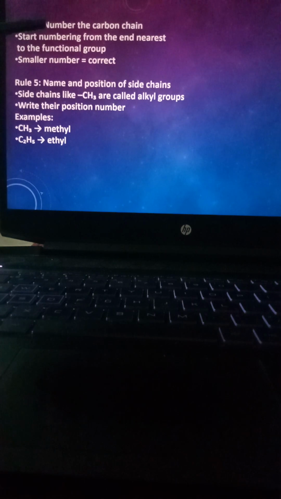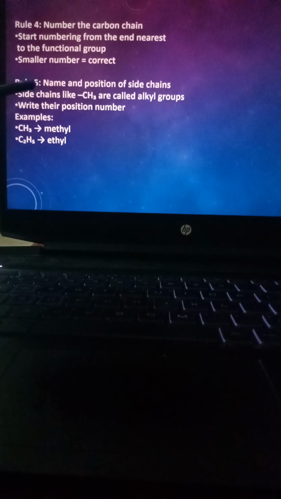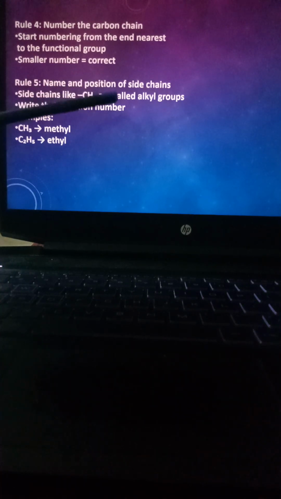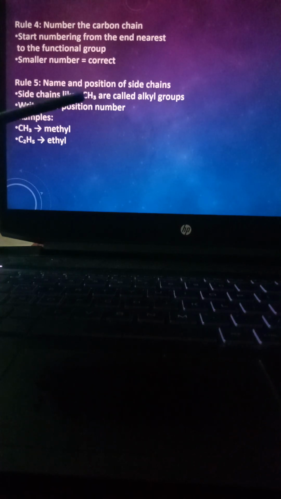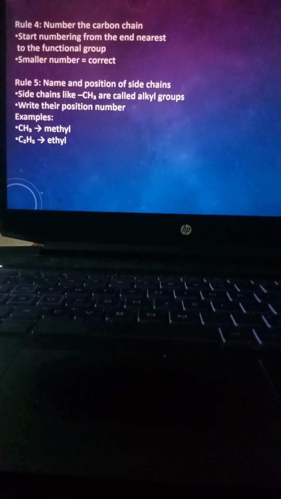Rule number 4. Number the carbon chain. Start numbering from the end nearest to the functional group. Where the functional group is present, from there you start putting the number, so that near the functional group you get a smaller number. That is the correct way of numbering it. Rule 5. Name and position of side chains. The compound may have a side chain like CH3. It is called an alkyl group. You have to write the position number. Example: CH3 means methyl, C2H5 means ethyl.